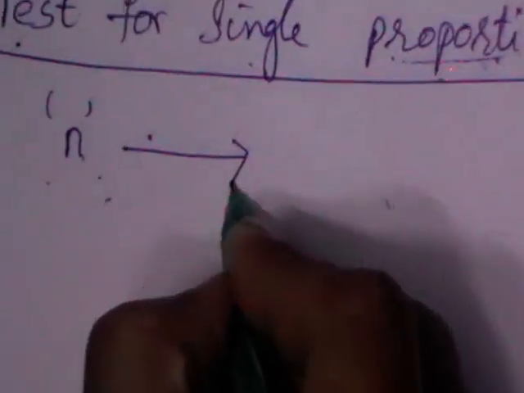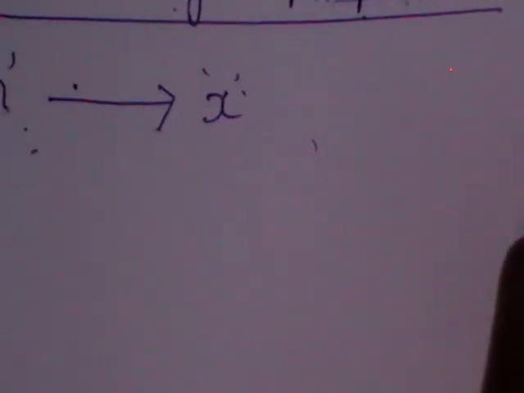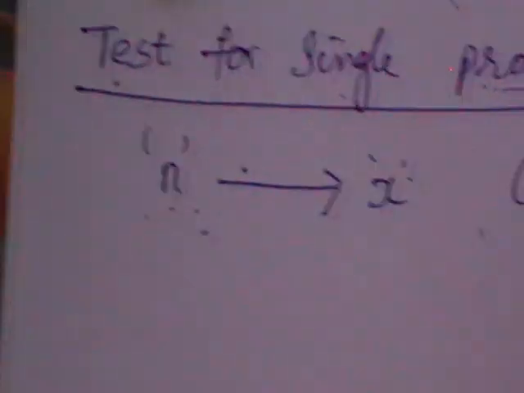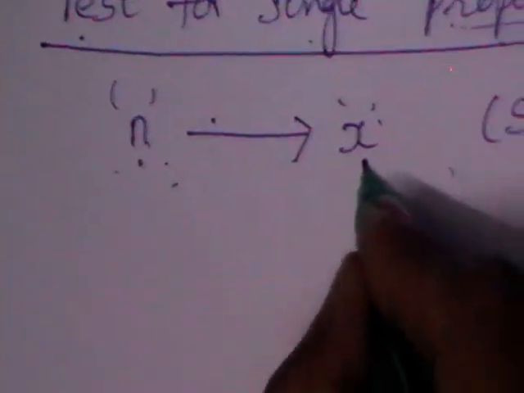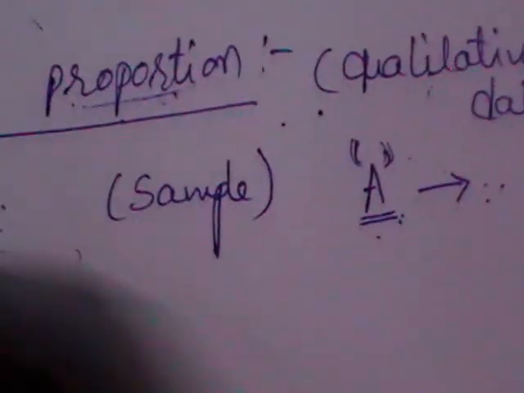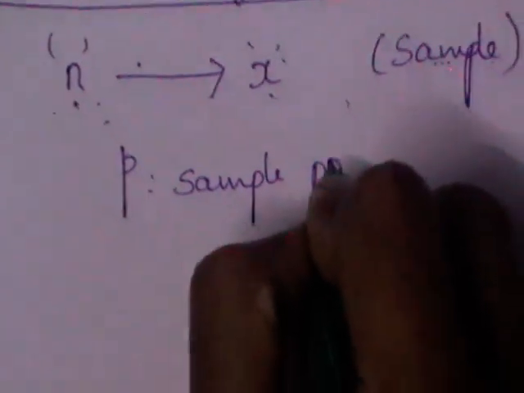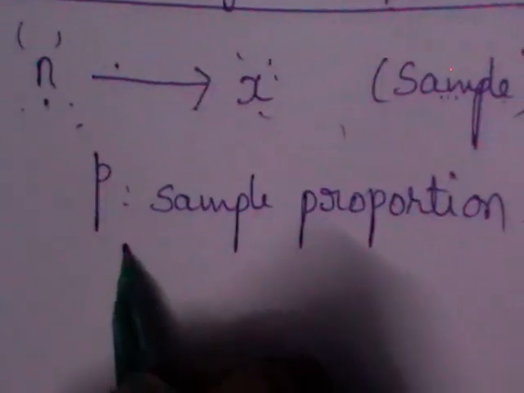Let us say that n is the sample size, and out of these n units, x possess this characteristic A. All these are related to the sample. We collect a sample of size n, and we are studying the data with respect to a qualitative characteristic A. Out of these n samples, x are observed to have the characteristic A. Then how do you define the proportion? As we are using the sample here, we write p, which stands for sample proportion. Sample quantities are written with lowercase letters. So p is the sample proportion.